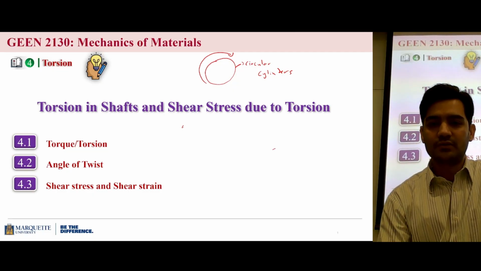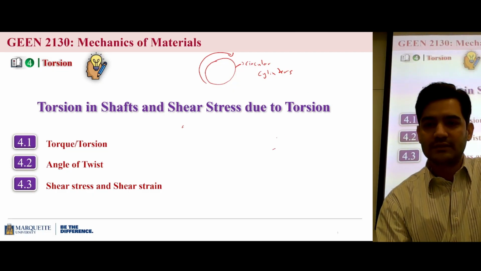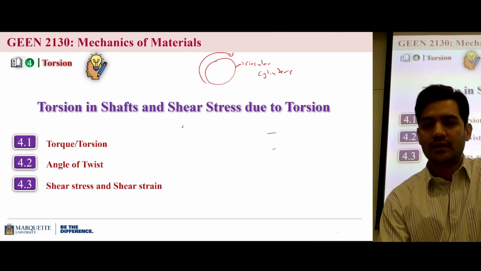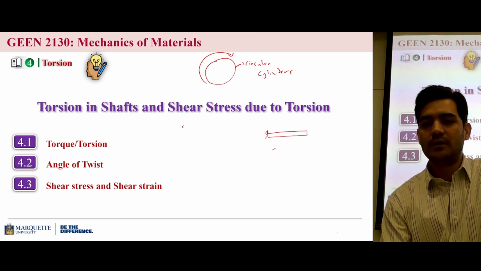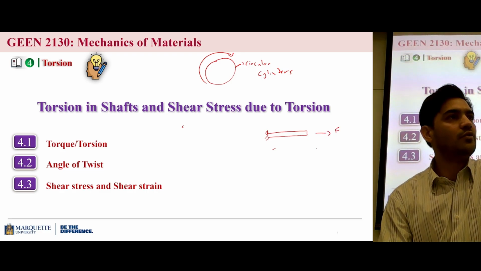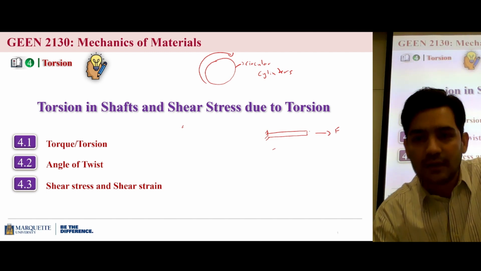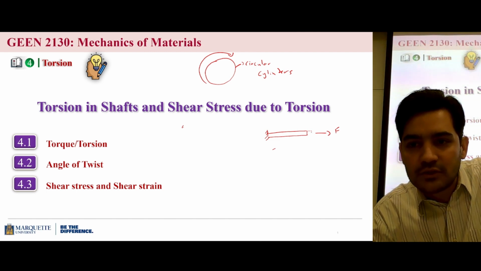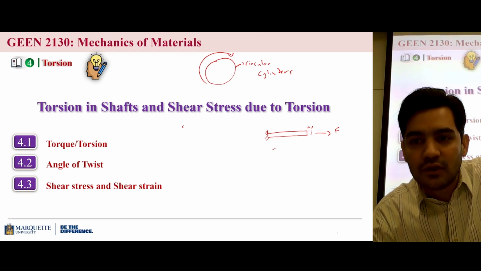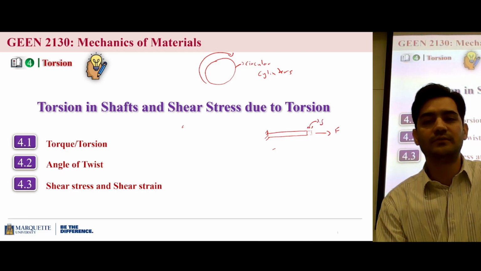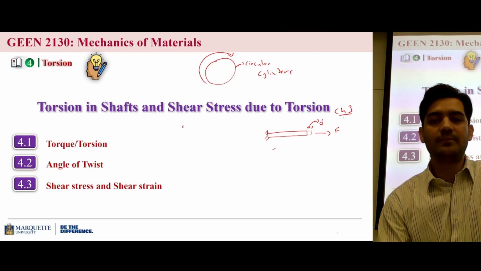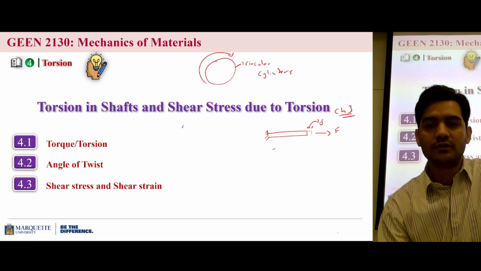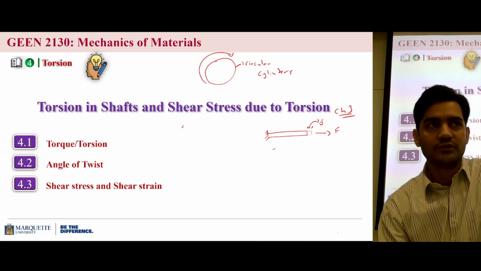So in chapter 3, what we have discussed. In chapter 3, we know when you have a member and when you apply a force on that member, then you can imagine how it will deform. So it will deform something like that. So you will have an elongation. So what we were talking about in chapter 3 was about normal forces and normal stresses.